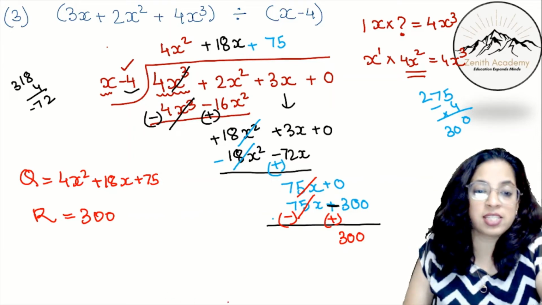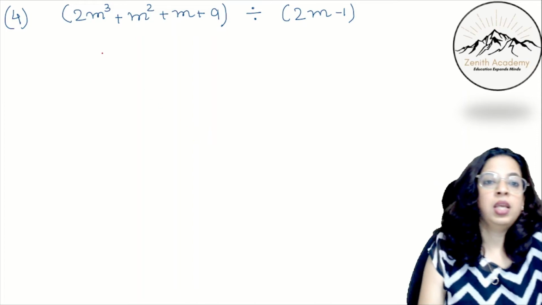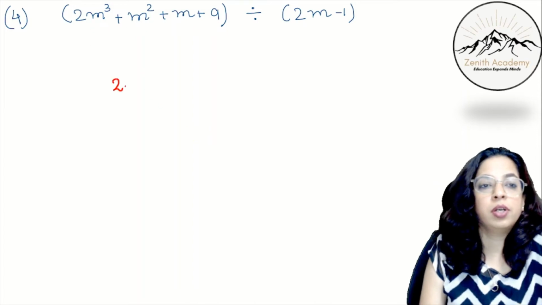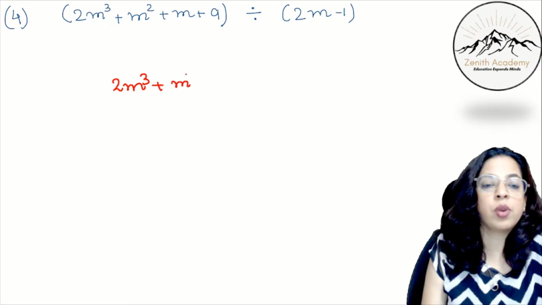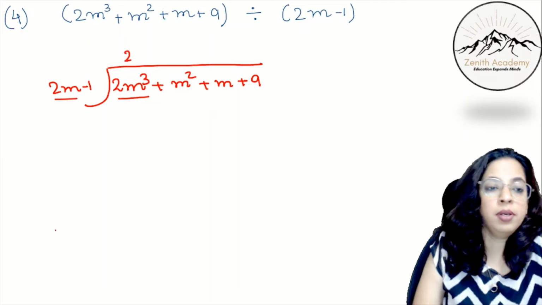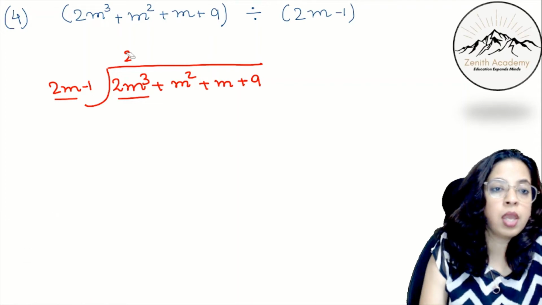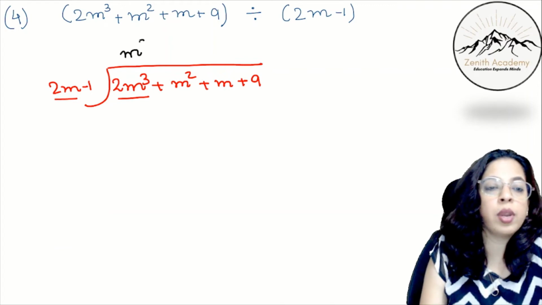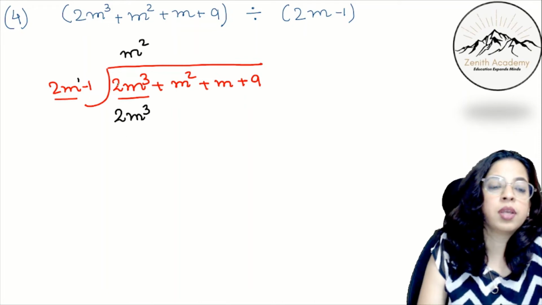Chalo, let's go ahead with the next sum then. Now see, this is already in the index form. 2m cube plus m square plus m plus 9. This has to be divided by 2m minus 1. Now see, the first one is 2m cube and here there is 2m. So 2m into m square will give you 2m cube, isn't it? m1 into m square will be m3. So 2m cube, right? Now minus 1 into m square is minus m square.